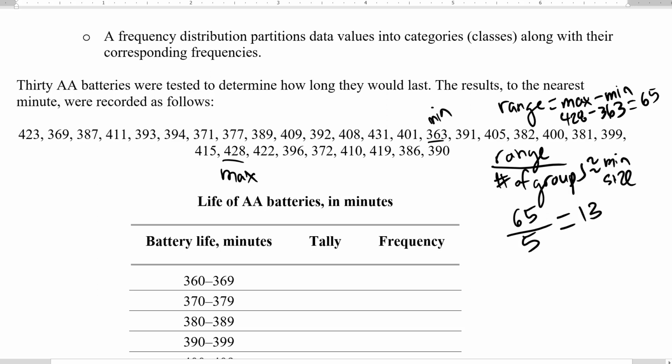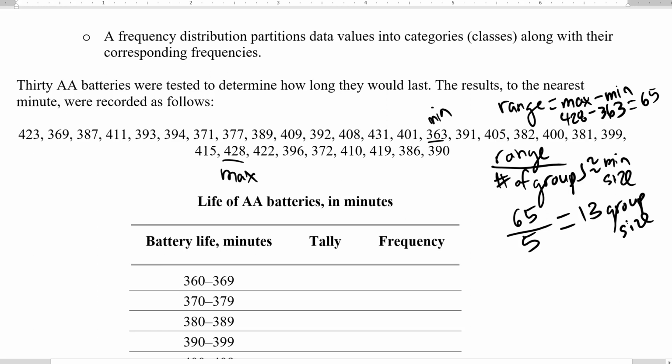So this would be the group size. Now I'm not going to go by 13s, that's not logical. I'm not going to go from 363 to 376 to 389, just going on and on by 13s. What we normally do is we group by 10s, by 5s, by even numbers. Sometimes we'll go by 2s, but don't do any crazy decimals. And that's where you have to be smarter than the technology, because a lot of times the technology will set those groups to be decimals to get that minimum size.